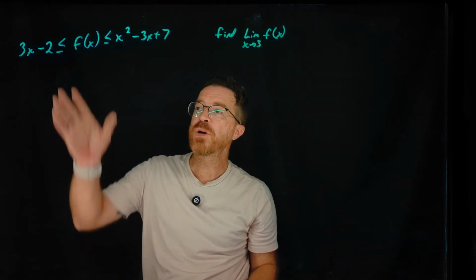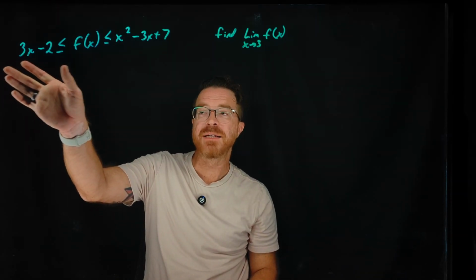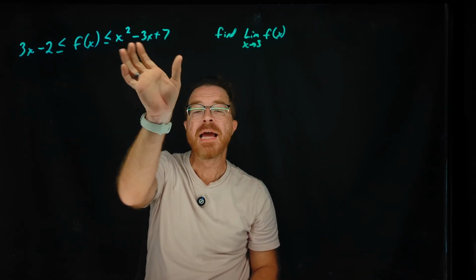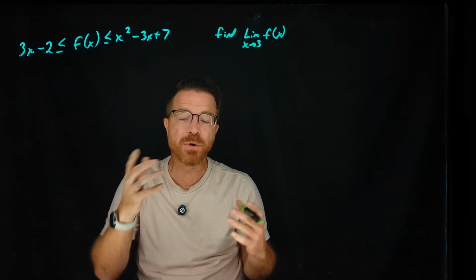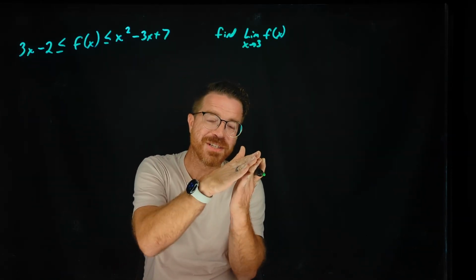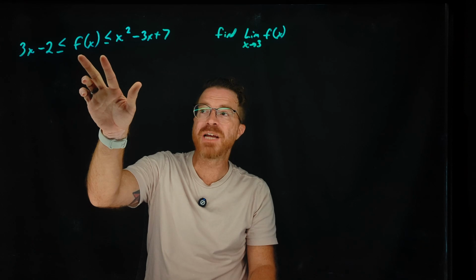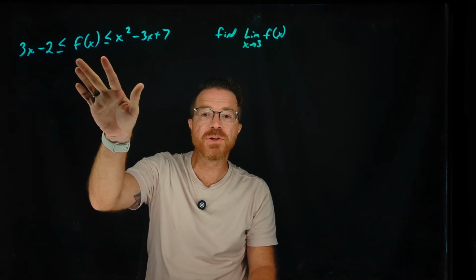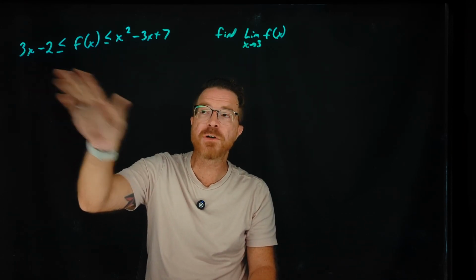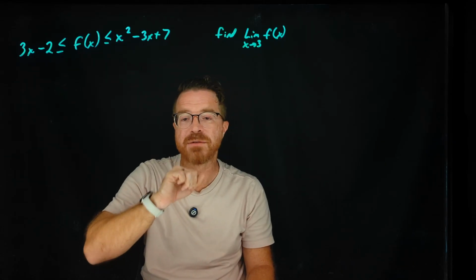So what we're actually going to be doing is looking at the limit of our left side function, and the limit of our right side function, and we're going to see, do they actually converge on something? Because we said that our function f of x is always between these two values. It's always greater than or equal to our first function, always less than or equal to our second function.